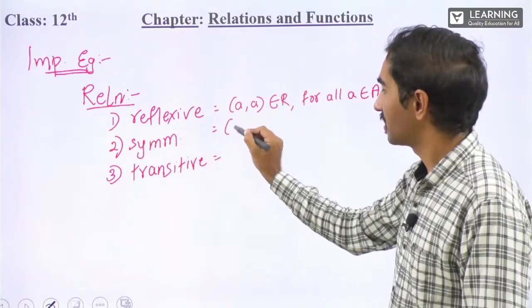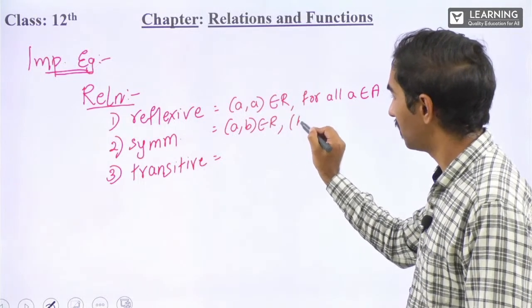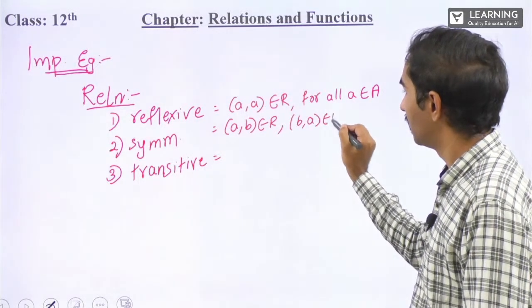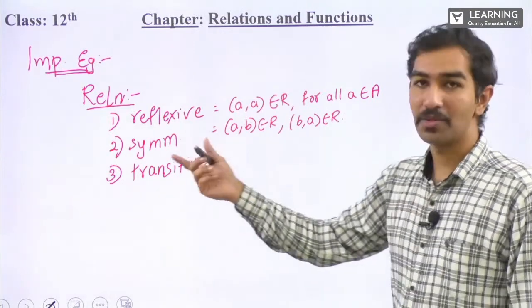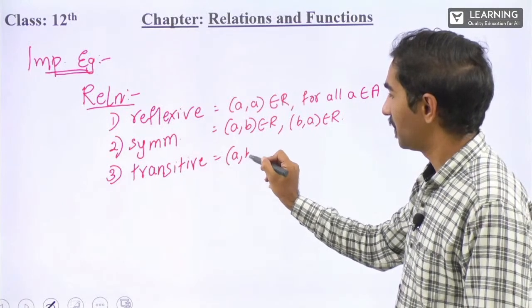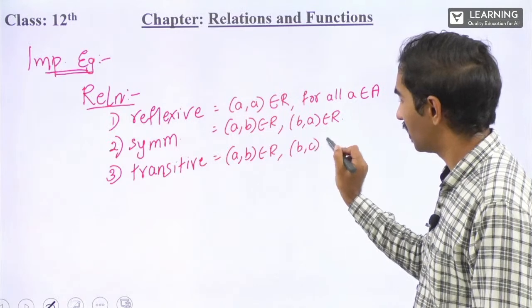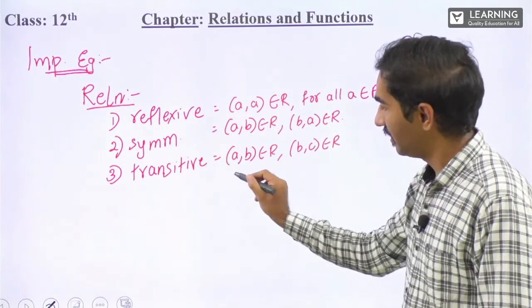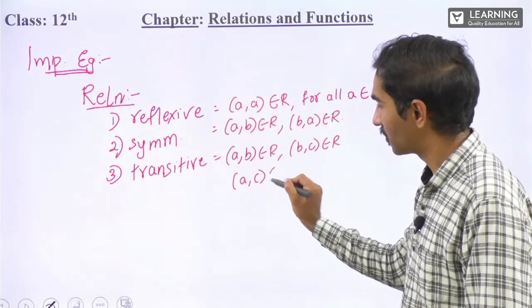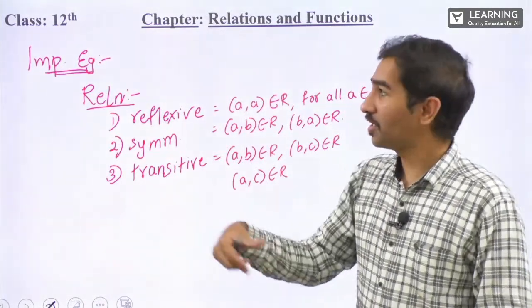Symmetric relation, students: (A, B) belongs to R, and (B, A) also belongs to R, then we can call that relation a symmetric relation. And what is transitive relation? (A, B) belongs to R, and (B, C) belongs to R. Then if (A, C) also belongs to R, then we call that relation a transitive relation.